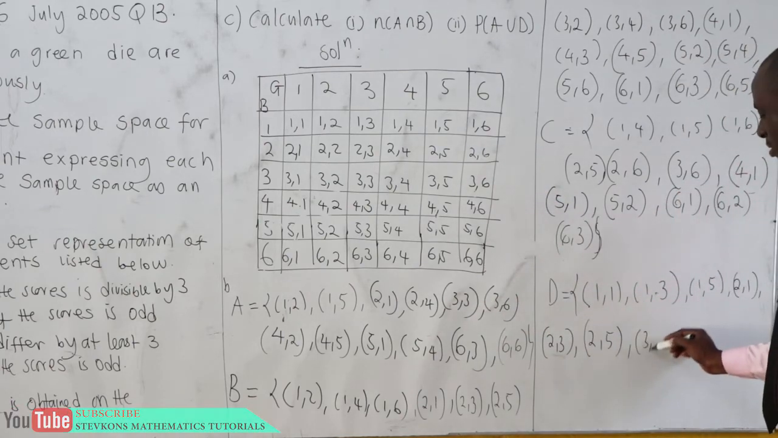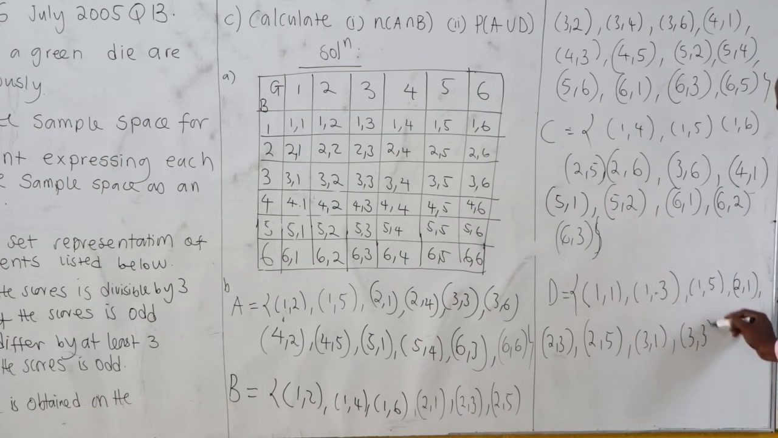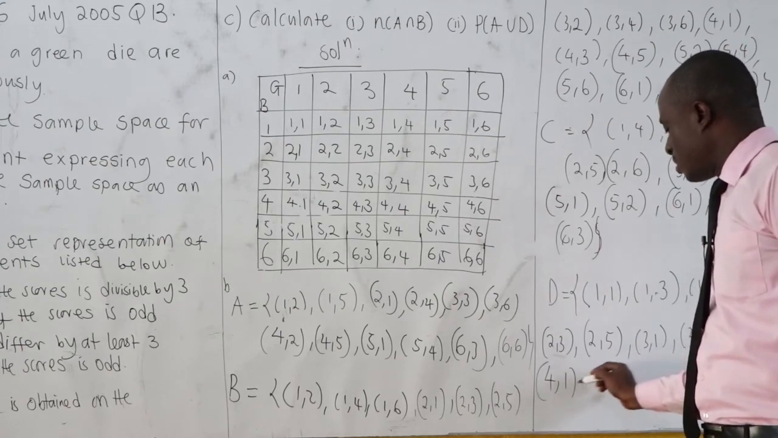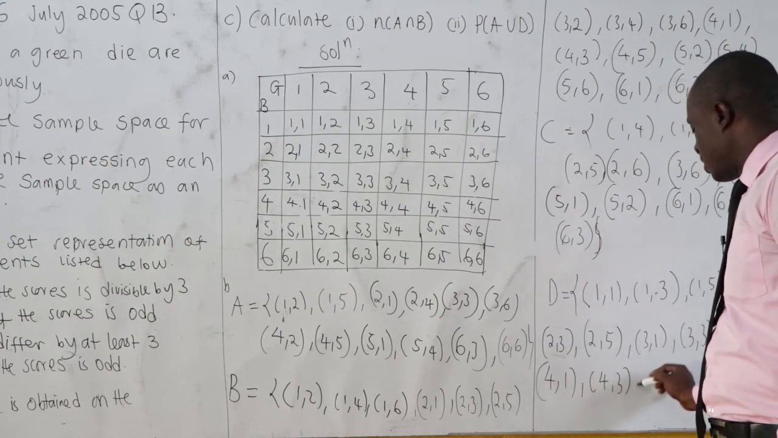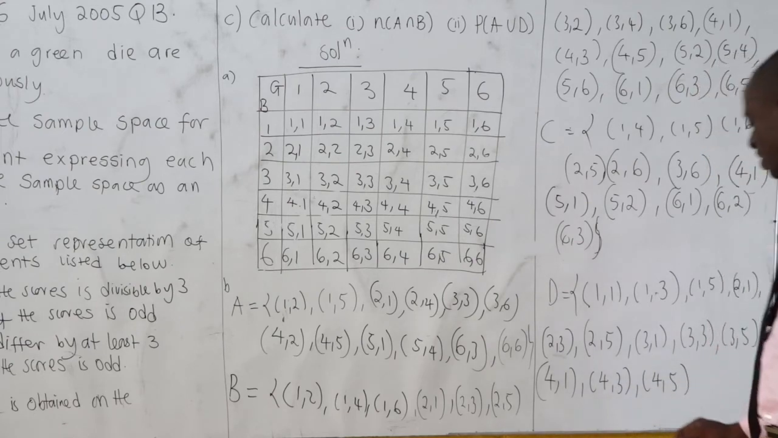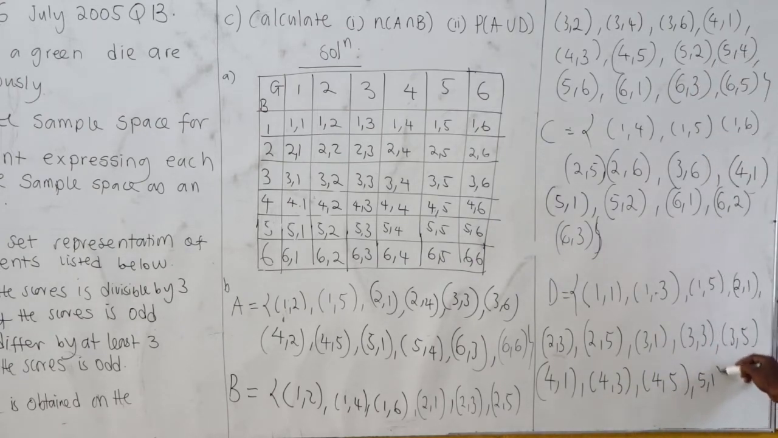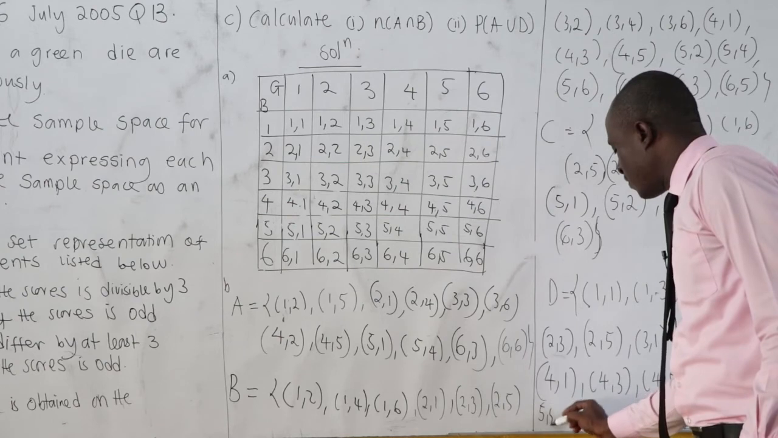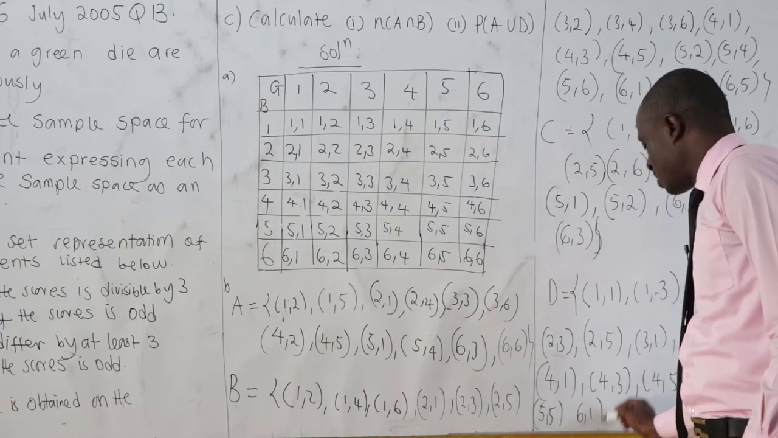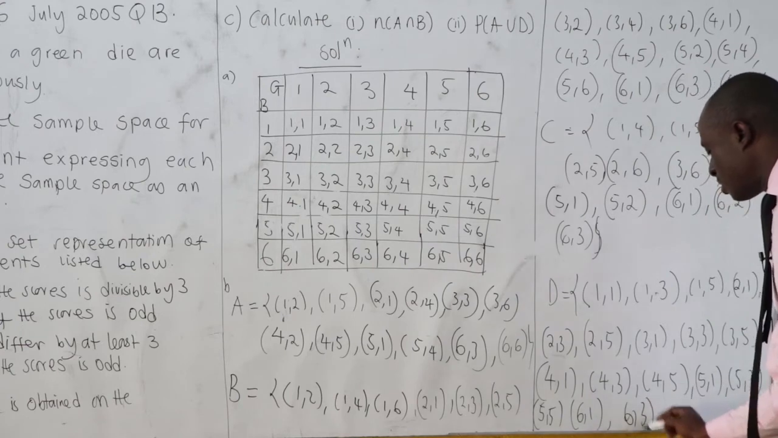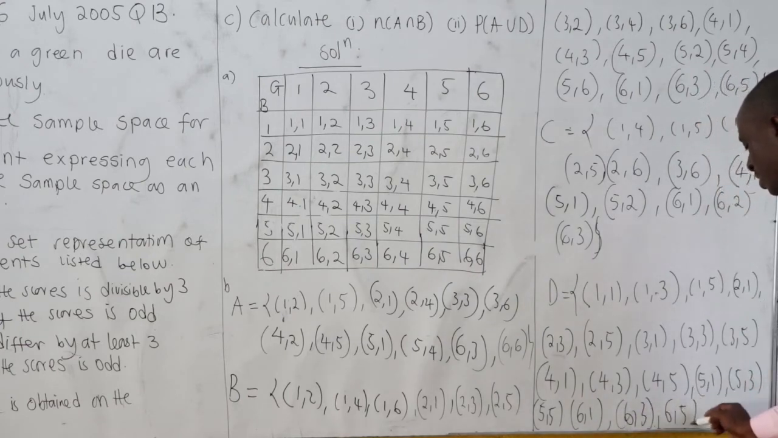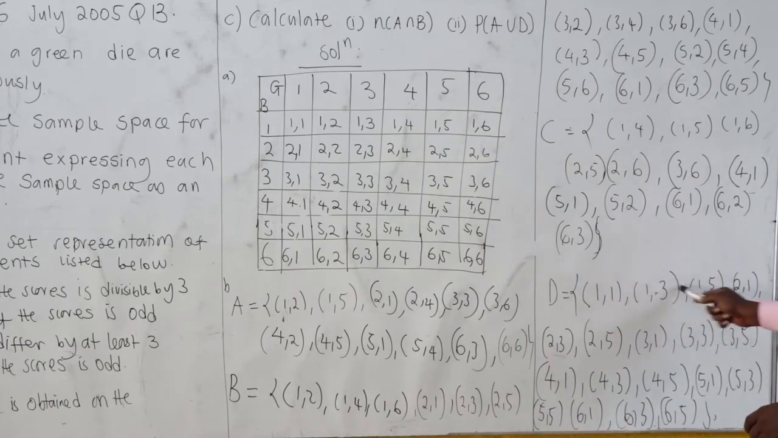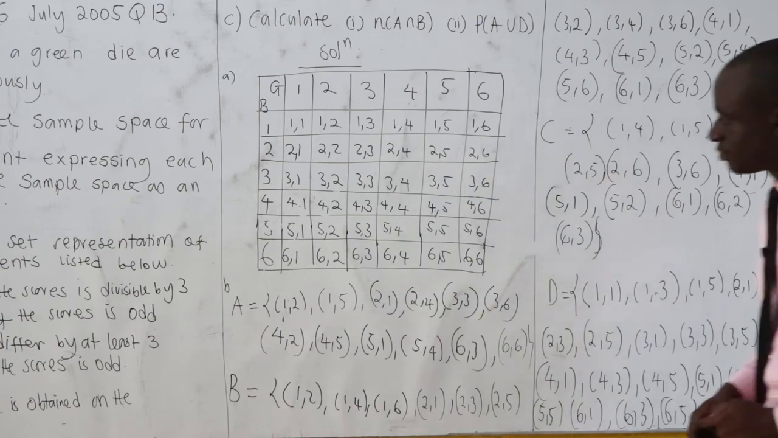You have 3, 1, 3, 3, 3, 5. And then you have 4, 1, 4, 3, 4, 5. And then we have 5, 1, 5, 3, 5, 5. And then we have 6, 1, 6, 3, 6, 5, because we need an odd score on the green die. So you can see that for all of them, the second one is odd.